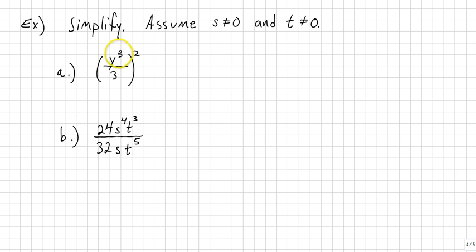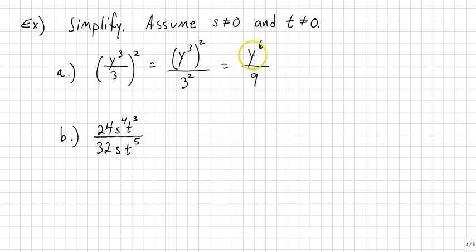This first one, we've got y cubed divided by 3, and that whole thing is being squared. So we have a fraction that's being squared. So the numerator and the denominator both get that exponent. Now we have a power raised to another power, so we multiply those exponents, and then 3 squared is 9.